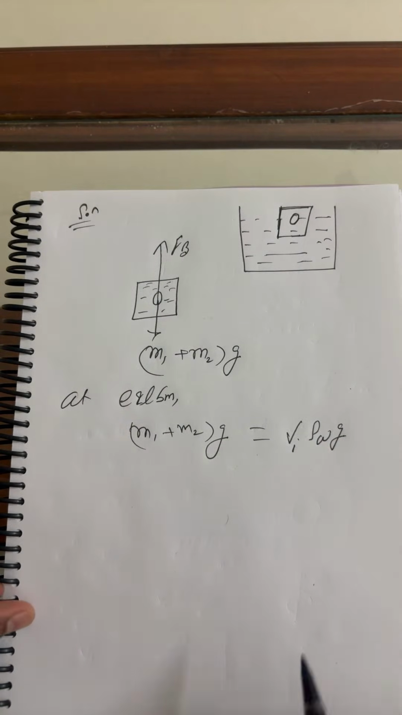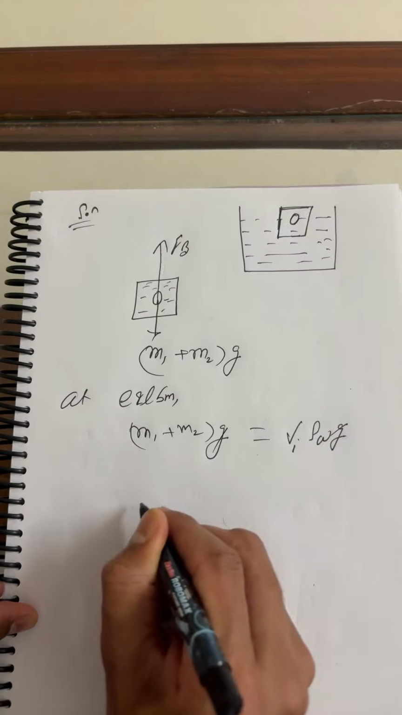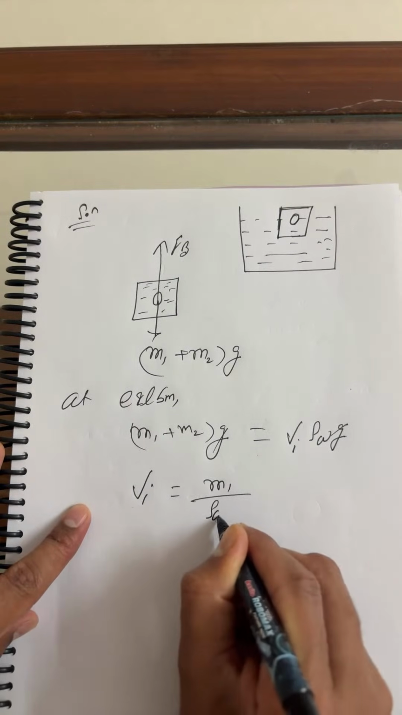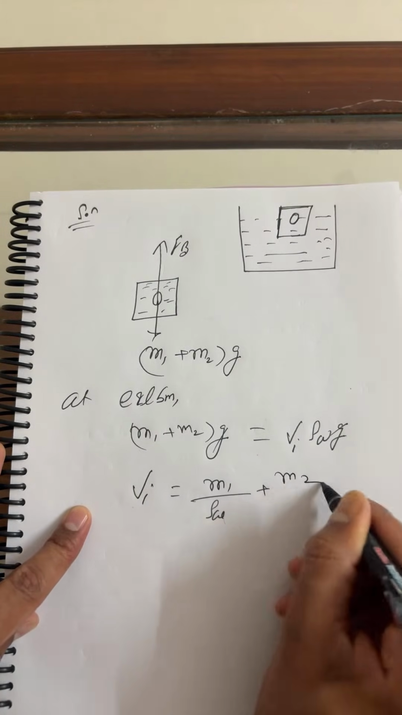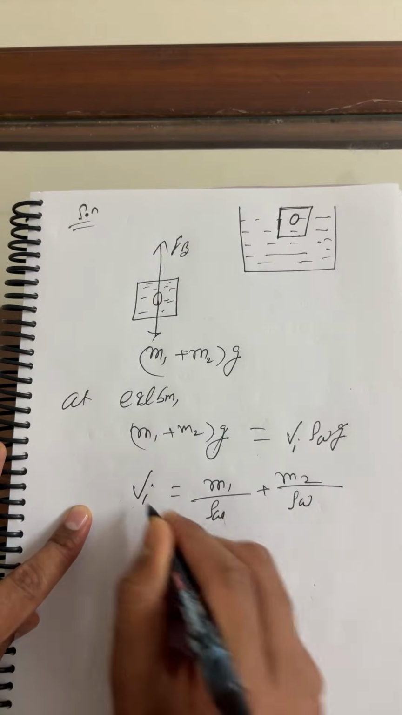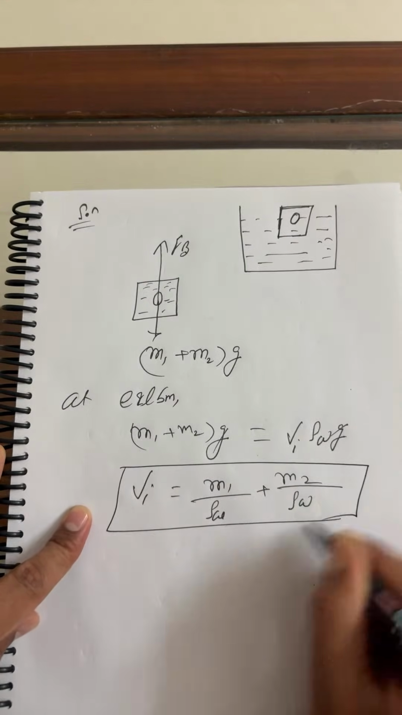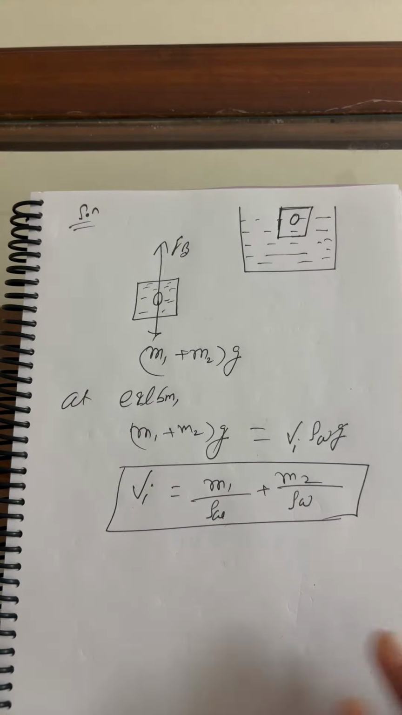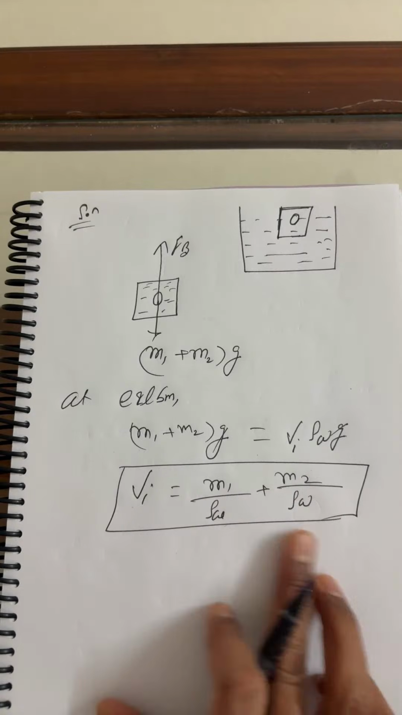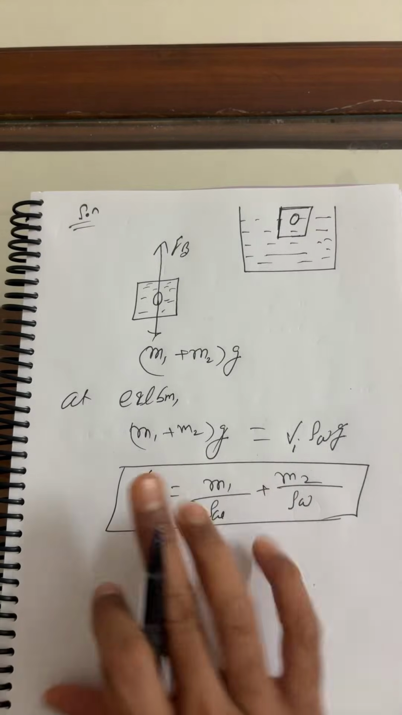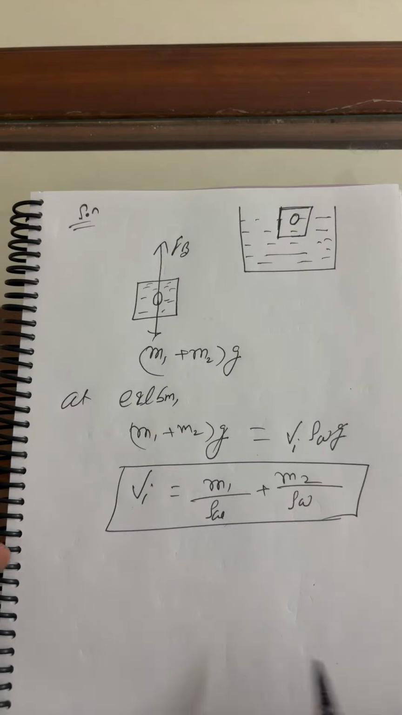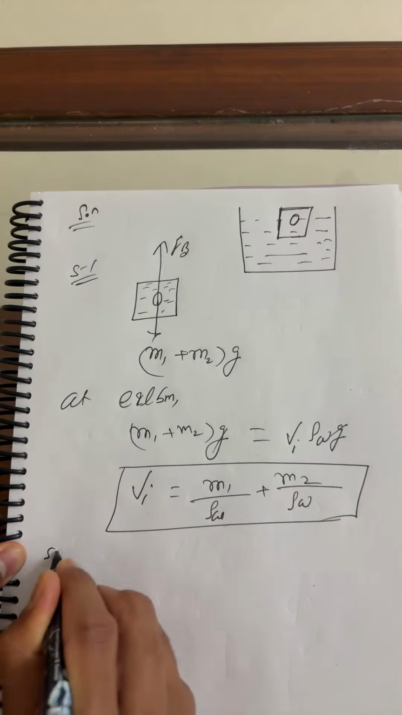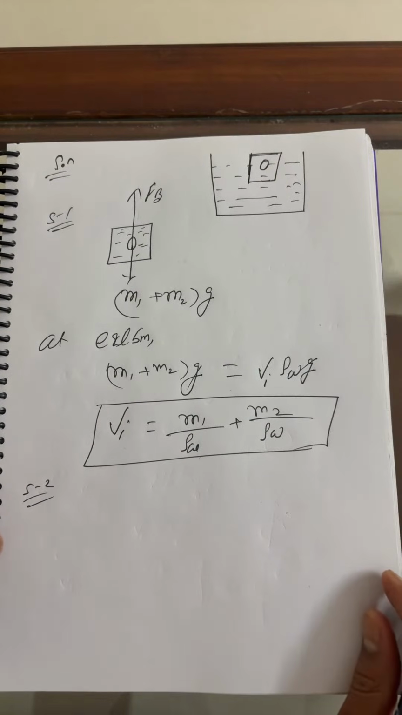Here g and g cancel. What is the volume immersed here? This is M1 plus M2 upon density of water. This is the condition of equilibrium initially, and this is step 1 for this question. What's step 2?